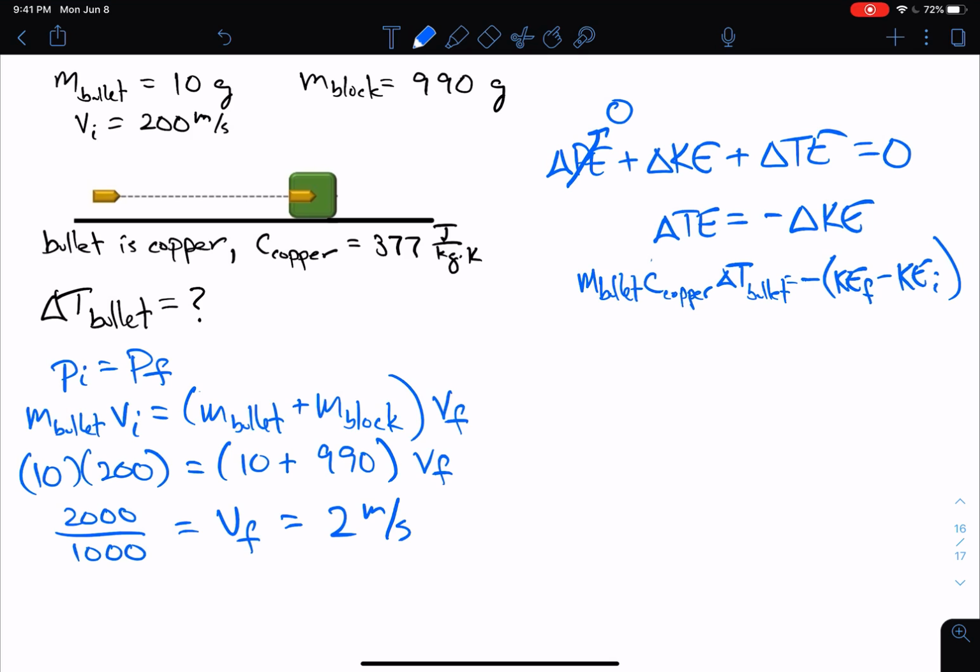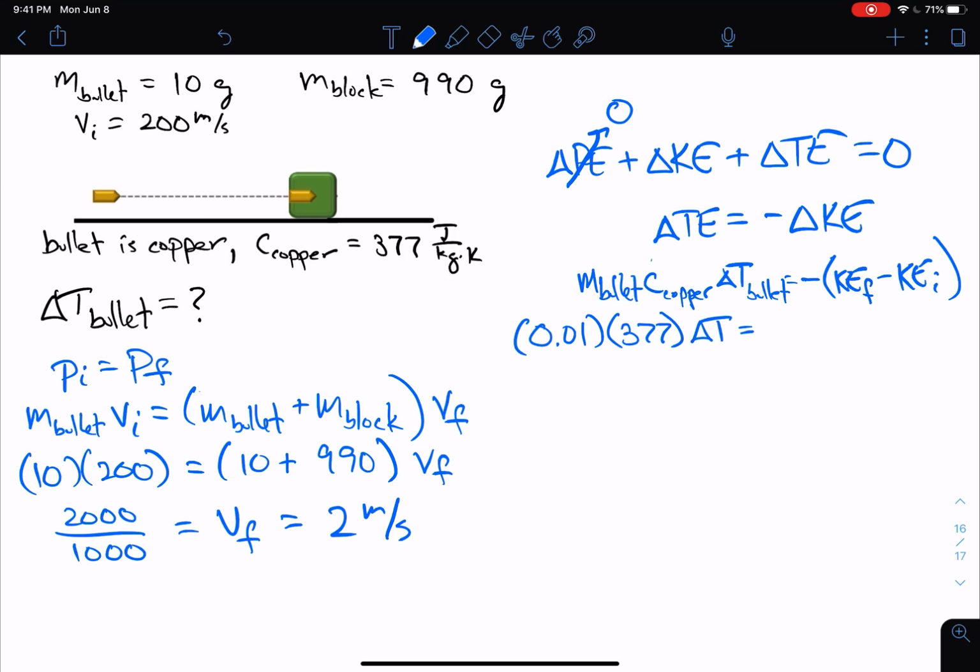The mass of the bullet. Before, I didn't change the mass to kilograms because I left this in grams, knowing I was going to divide grams by grams, so it didn't matter; that was going to cancel out. The only unit that mattered was that this needed to be in meters per second, which it is. But here, I'm going to have the specific heat of copper, which I know in terms of kilograms, so I am going to convert the mass of the bullet to kilograms. That's just 0.01 kilograms times 377 times the change in temperature.